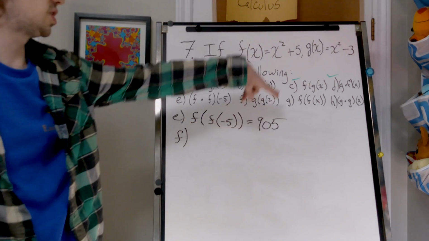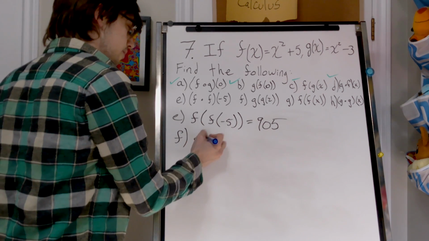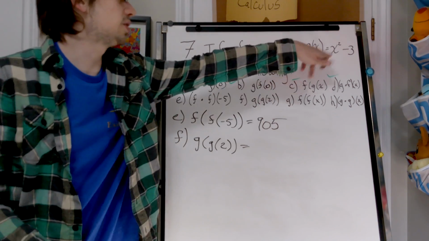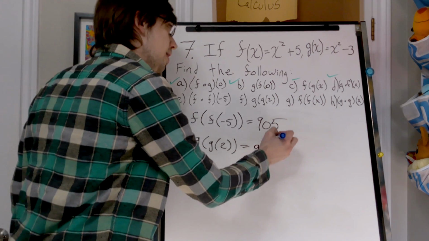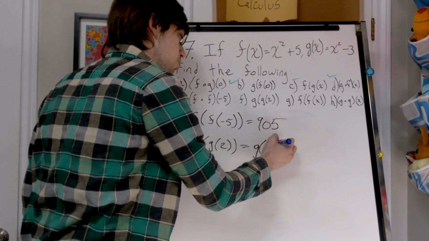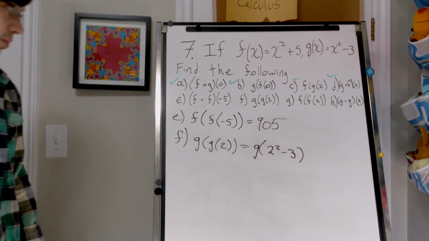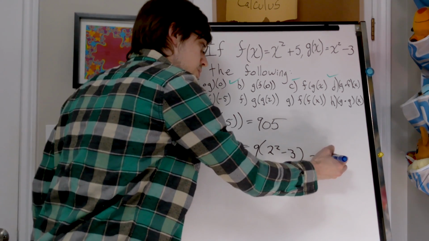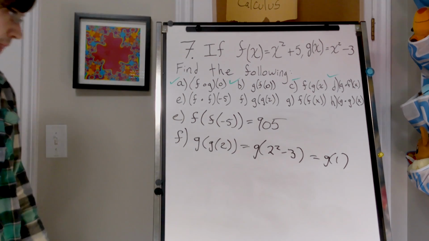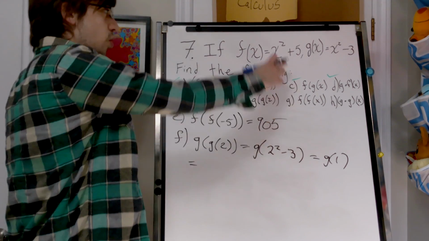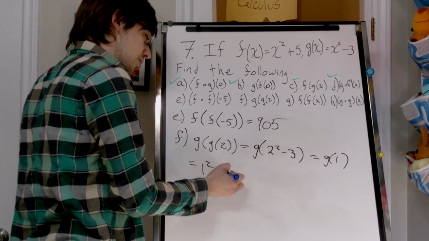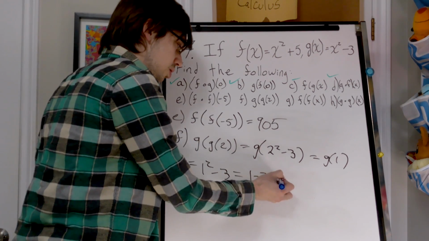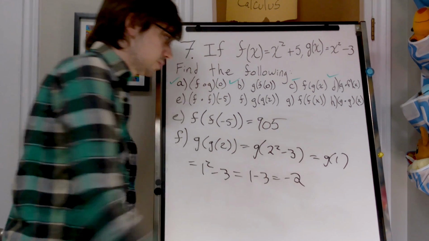G of 2. So G is x squared minus 3, so that's 2 squared minus 3. 2 squared is 4. 4 minus 3, that is 1. G of 1. So we plug in 1 squared minus 3. 1 squared is 1. 1 minus 3, that is negative 2.